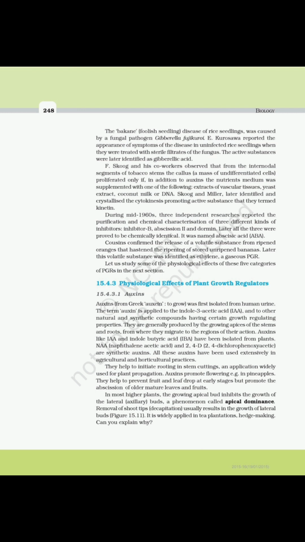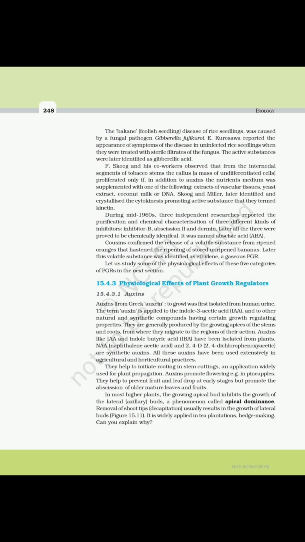All these auxins have been used extensively in agricultural and horticultural practices. They help to initiate rooting in stem cuttings, an application widely used for plant propagation. Auxins promote flowering, e.g. in pineapples. They help to prevent fruit and leaf drop at early stages but promote the abscission of older mature leaves and fruits. In most higher plants, the growing apical bud inhibits the growth of the lateral axillary buds, a phenomenon called apical dominance. Removal of shoot tips, decapitation, usually results in the growth of lateral buds. Figure 15.11.